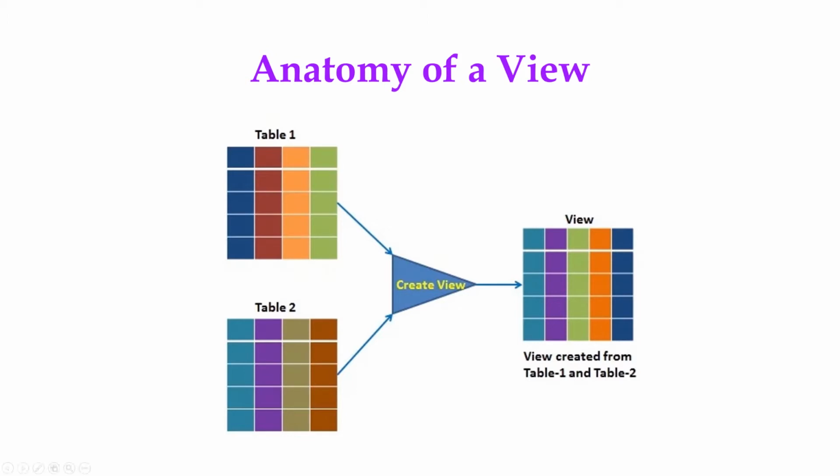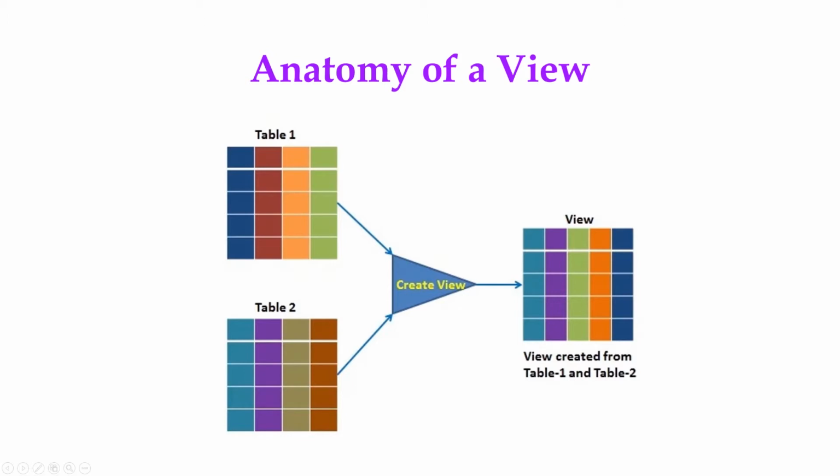So here you can see I am interested in selecting the first attribute and second attribute from table 2. Then I am going to table 1, and I am selecting the green attribute, then the orange attribute, and then the dark blue attribute.